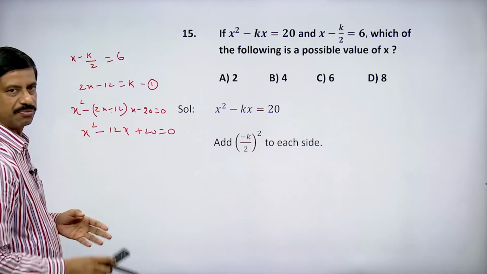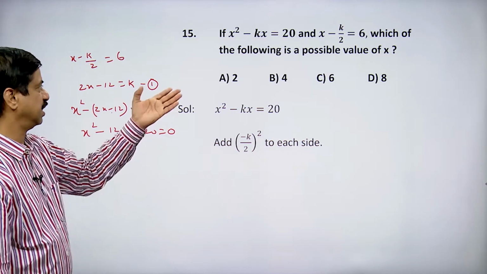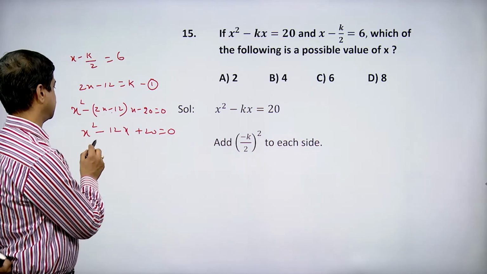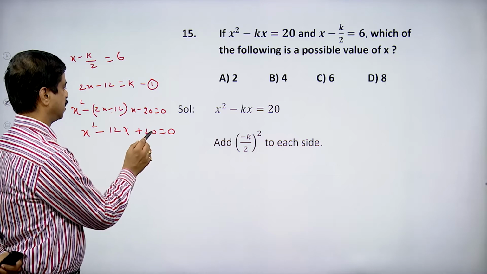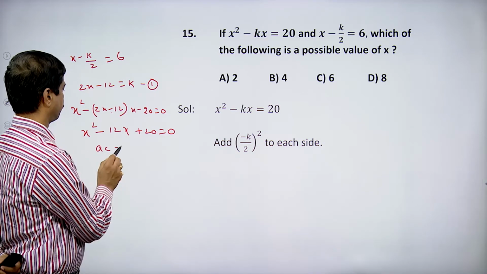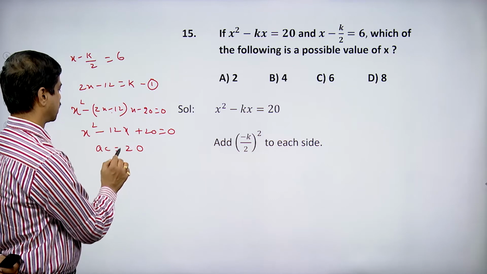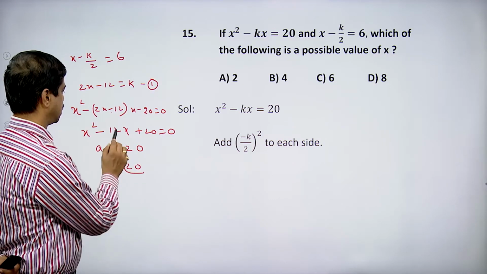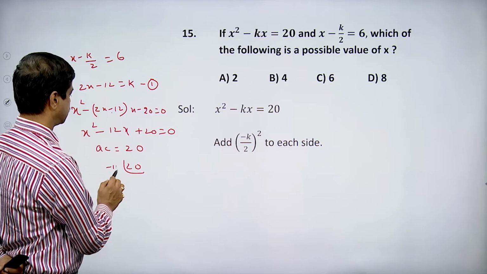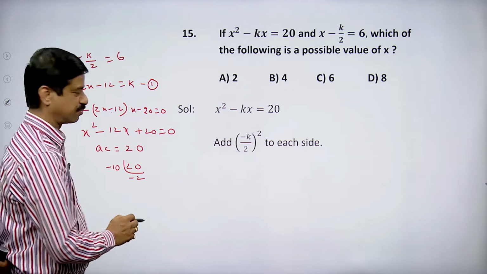So what can be the value of x now? Possible value of x, he says. So factors, ac is 20, product of roots. Factors of 20 such that you get minus 12. Minus 10 into minus 2 is plus 20.